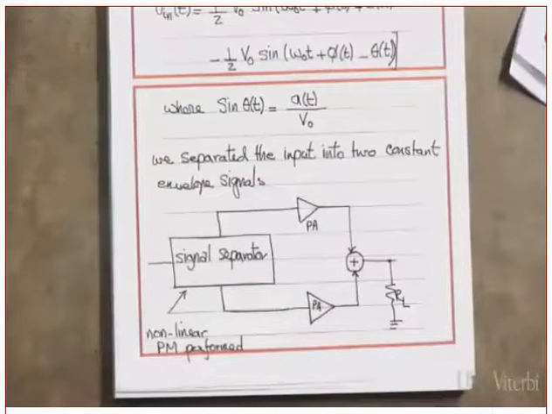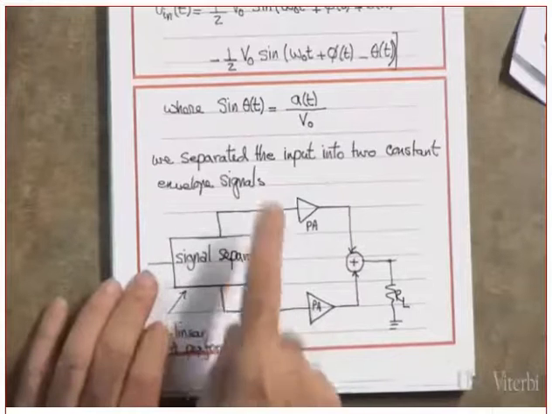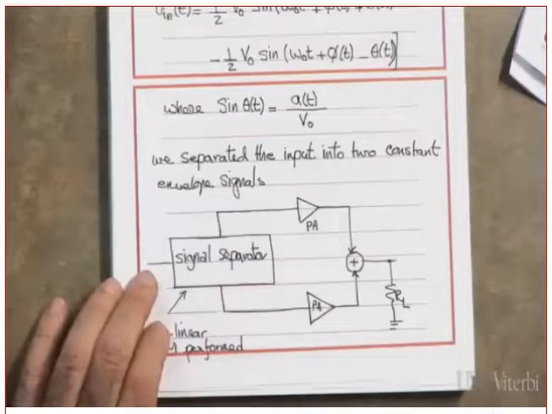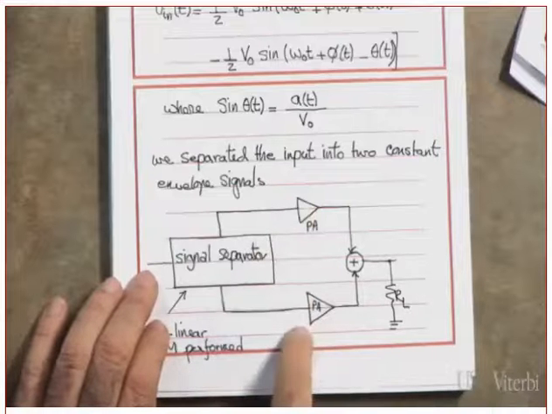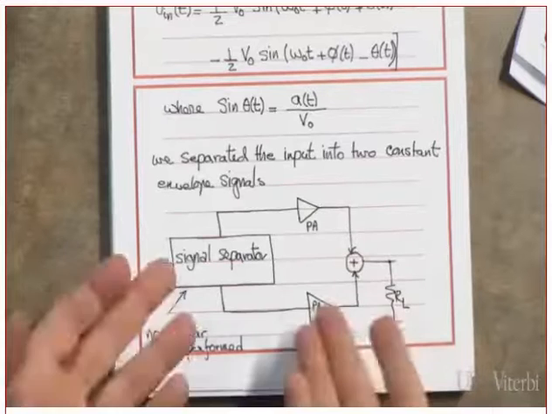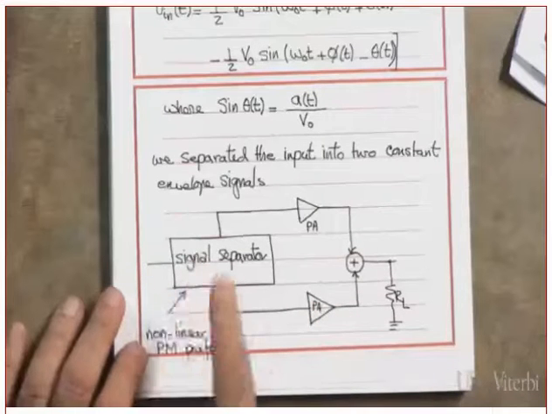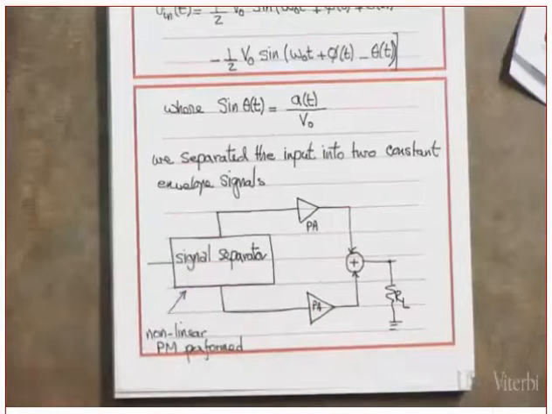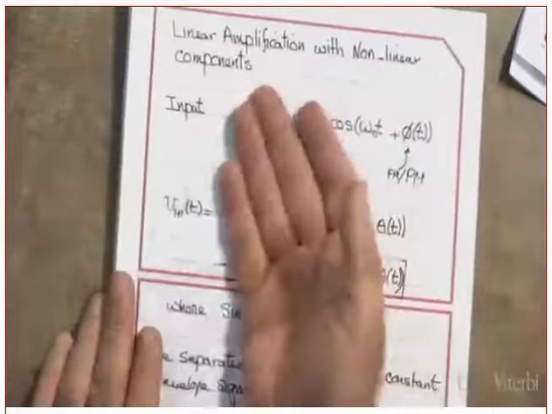I amplify them separately. By the way, do I have a problem in amplifying them separately? Why? Because both of them have a constant envelope. So I amplify them separately, and then I add them to go to the other. Clear? But the problem with this one is the design of this guy. This design of this guy is not easy. But did you understand the basic concept?